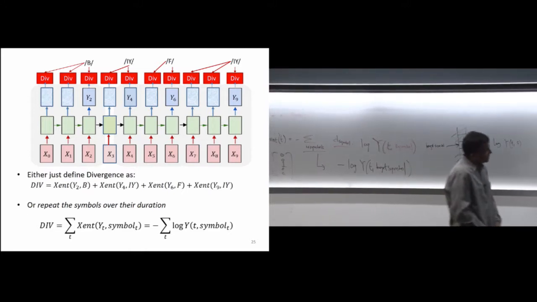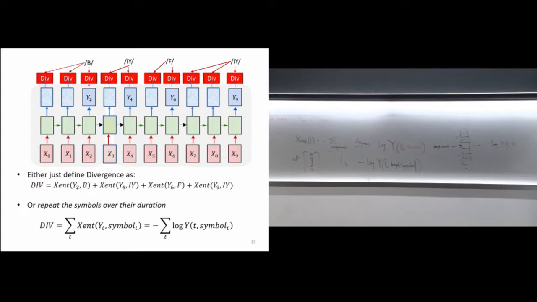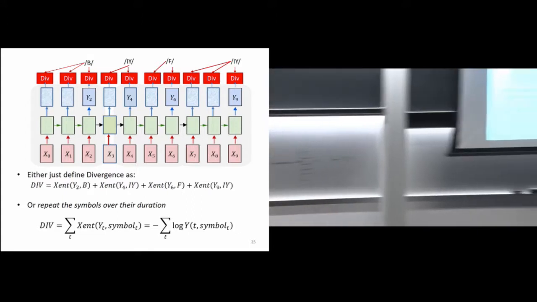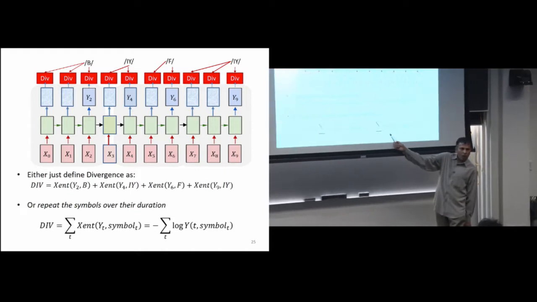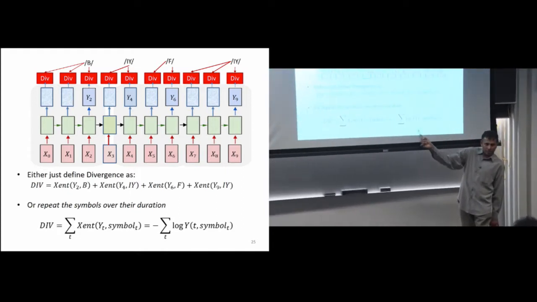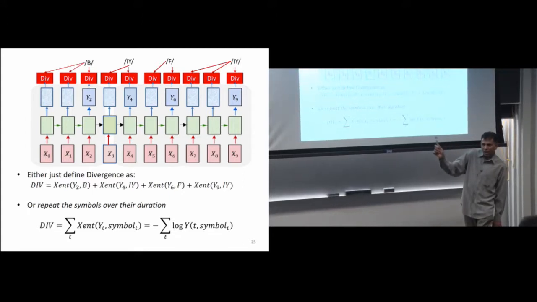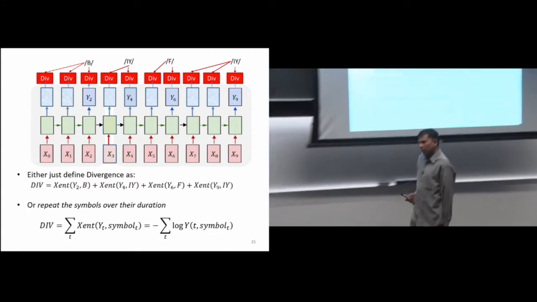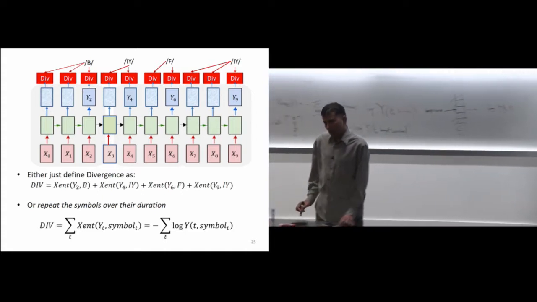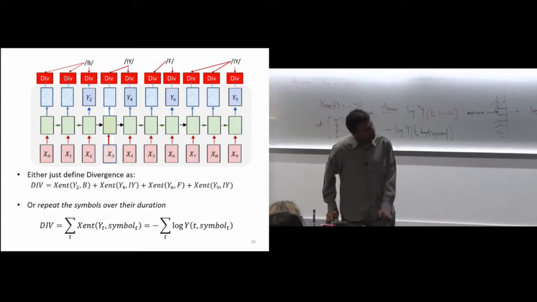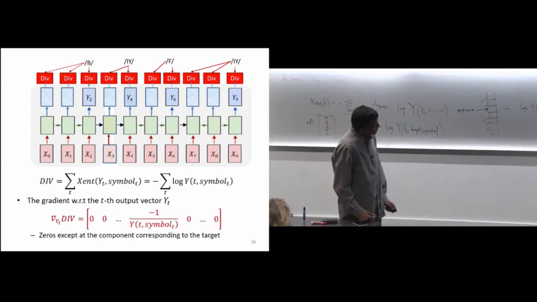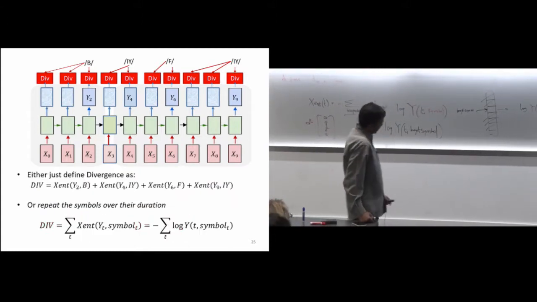So what this means is that this divergence is simply the negative of the summation over time of the log of the probability assigned to the target symbol at time t, which is the output of the network corresponding to the target symbol at time t. We're going to keep using this formula, so it's useful to keep this in mind, right?